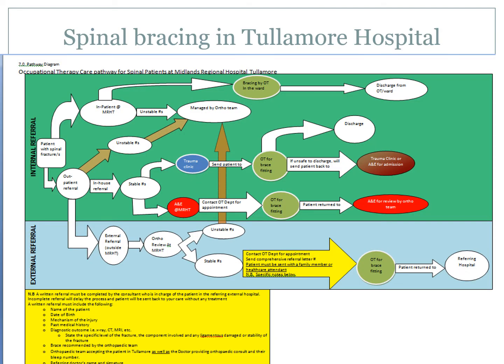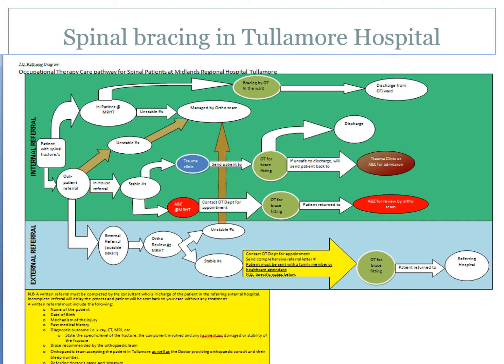In this diagram, you can see the spinal care pathway for referrals for spinal patients to the Midlands Regional Hospital in Tullamore. It is divided into 2 categories: internal referrals, this is referrals that come from within the hospital, and external referrals, which are referrals from external hospitals. In the internal referrals category, the referral may be received for a patient who is either an inpatient who has been admitted to the hospital or an outpatient who is attending trauma clinic or in the emergency department.